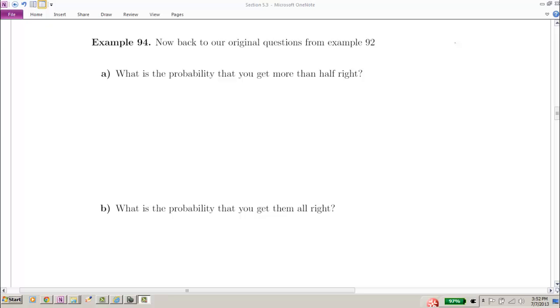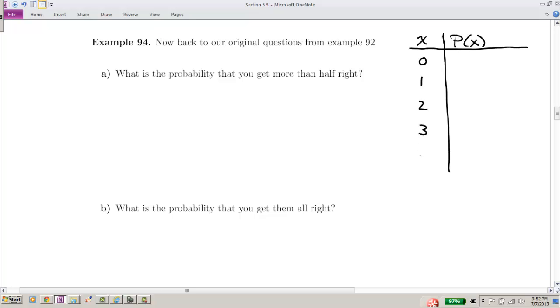We're going to continue working with the pop quiz example and try to answer some of the questions that we first looked at back at example 92. To help us out with this, all I'm going to do is write out a probability distribution that contains the probabilities we calculated in example 93. So x could take on the values 0 through 4. And we found these values when we worked out the probabilities.